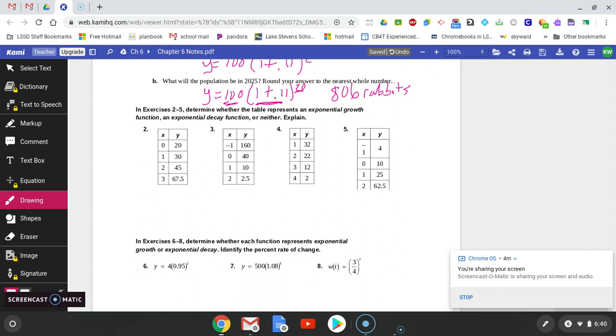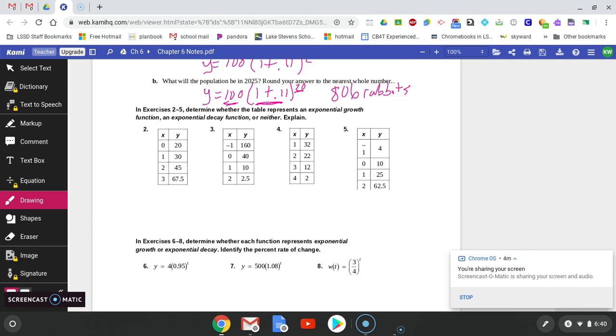Okay, the next section, determine whether the table represents exponential growth or exponential decay or neither. Growth would be when you have a multiplication pattern and the numbers are getting bigger. Decay is going to be when you have a multiplication pattern and the numbers are getting smaller. And neither is going to be when it's not a multiplication pattern.